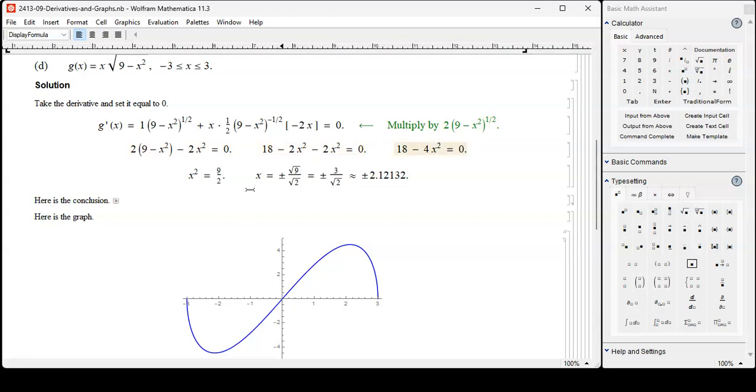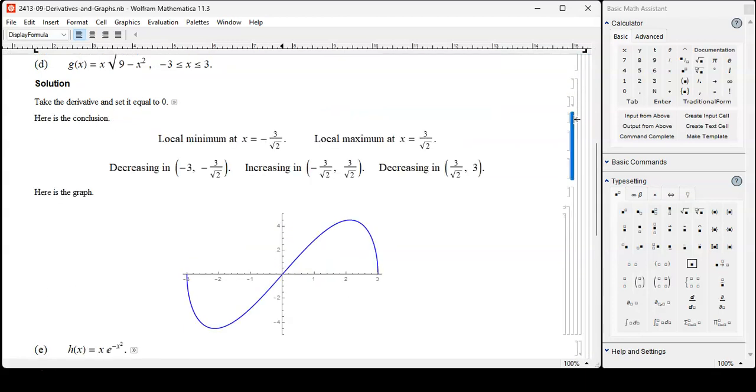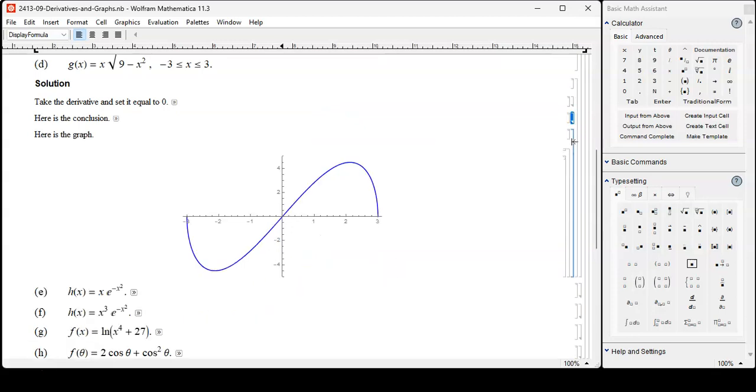Simplify and solve, you get plus or minus square root of 9/2, or 3 over square root of 2, plus or minus 2.12 something. Yeah, a little bit bigger than 2, symmetrically there. So we get this conclusion. Local minimum, local maximum, decreasing, increasing, decreasing.